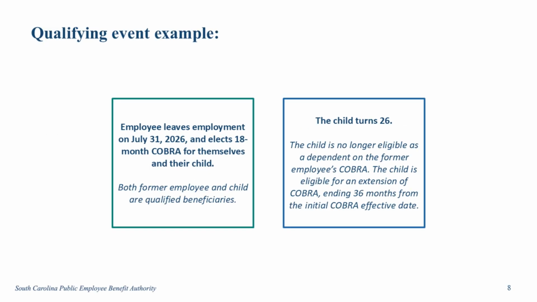An employee leaves employment on July 31, 2026, and enrolls themselves and their dependent child in 18-month COBRA coverage. Both the employee and their child are qualified beneficiaries. The child turns age 26 and is no longer an eligible dependent on the former employee's COBRA coverage. The child is now eligible to continue coverage for up to 36 months from the original 18-month COBRA effective date.